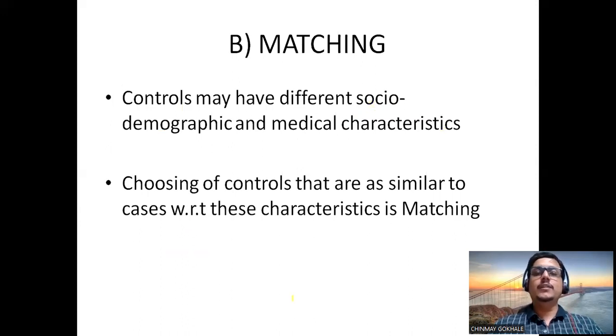Now, I said the same age, gender, occupational status, etc. And that is what is known as matching, which is the second step of our case control study. So controls will have different socio-demographic as well as medical characteristics. By medical characteristics, I mean the past medical history includes both the diseases as well as the medications and the treatment taken. So choosing of controls that are similar to cases with respect to all these characteristics is basically what is known as matching. So if this is a case and if this is a control, these two individuals should be same to each other in all aspects except for that this particular individual is having the disease and this particular individual is not having the disease.